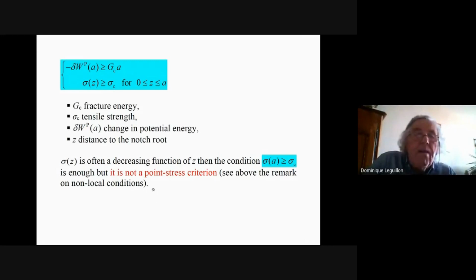What happens very often is that this function, sigma, is a decreasing function of z. And in order to fulfill this inequality all along the crack, it is sufficient to fulfill it at the end of the segment, at z equal to A, and it's very often enough to write this point condition. But remember, this point condition means that it is true all along the crack path. It is not a point stress criterion.